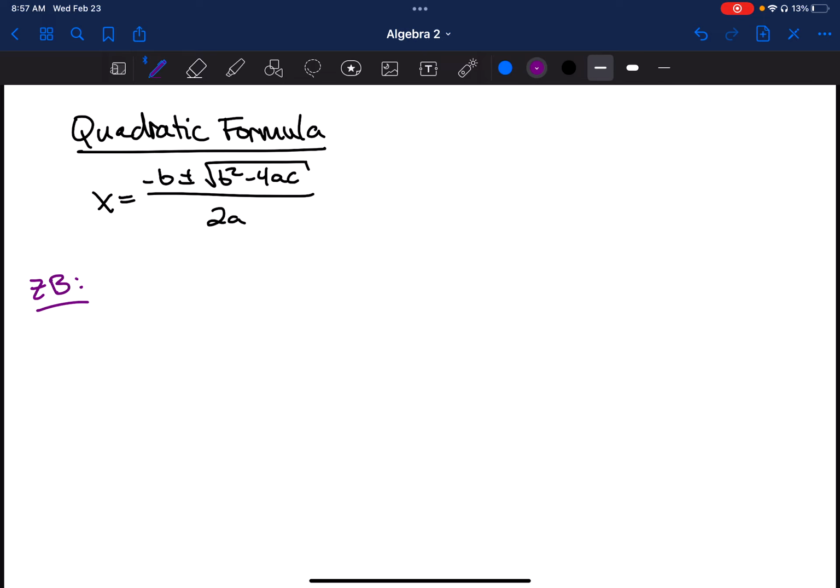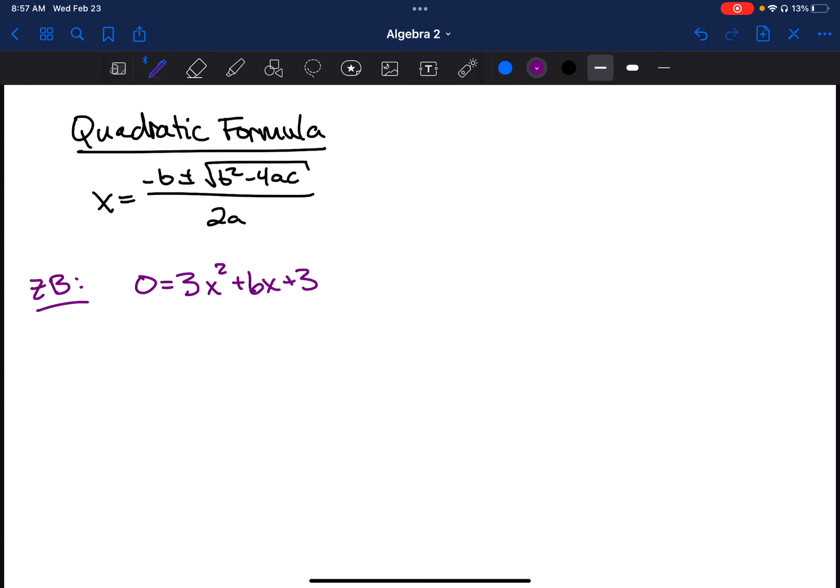So ZB is German for zum Beispiel, or for example. If we have 0 equals 3x squared plus 6x plus 3, we have the things we need. This is an ax squared plus bx plus c mode, and it equals 0.